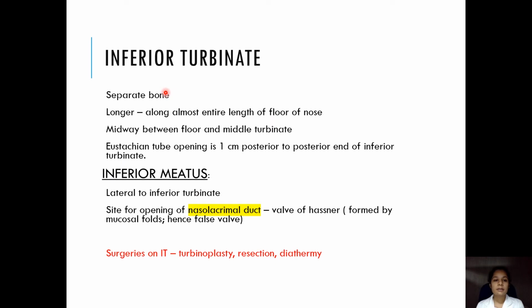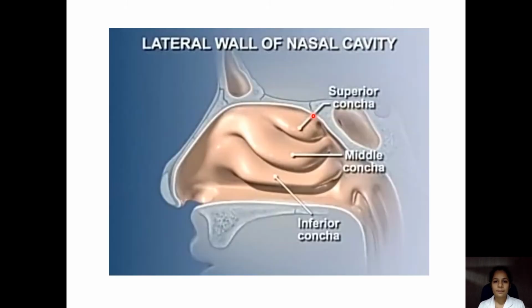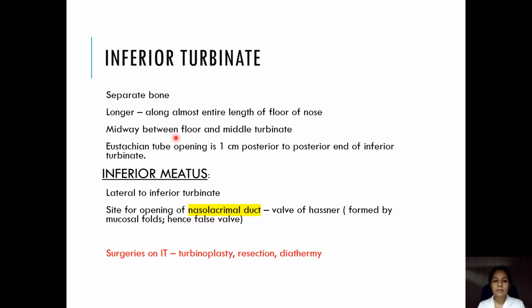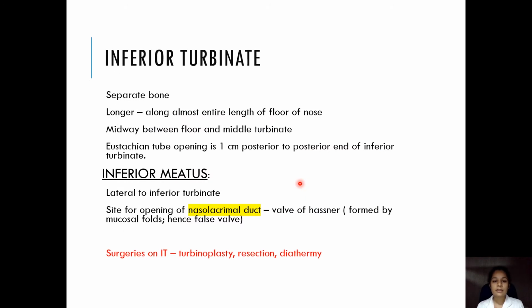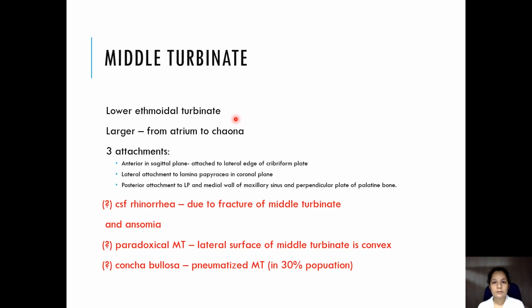Now inferior turbinate, it is a separate bone. It is longer. It is almost along the entire length of the floor of the nose. As you can see here, from almost behind the vestibule up to the choana. It is midway between floor and middle turbinate. This is the floor of the nose and the middle turbinate. It lies midway. Eustachian tube opening in the nasopharynx lies 1 cm posterior to the posterior end of the inferior turbinate.